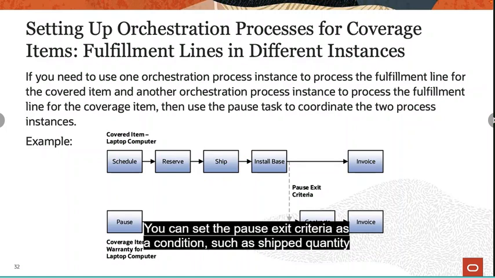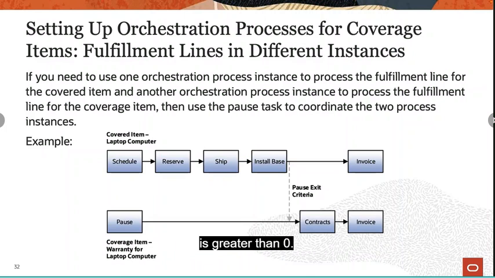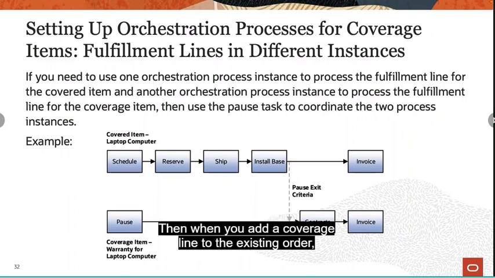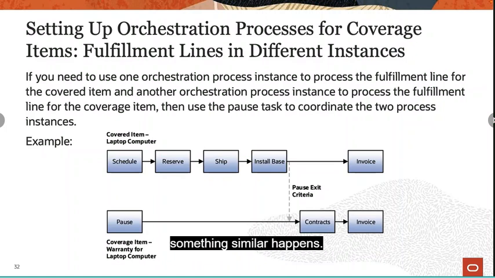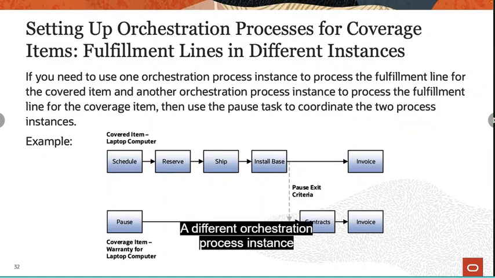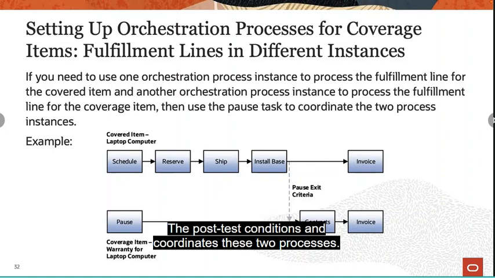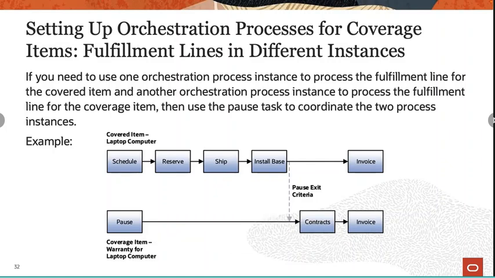You can set the pause exit criteria as a condition, such as shipped quantity is greater than 0. Then when you add a coverage line to the existing order, something similar happens. A different orchestration process instance is assigned to the change order. The pause task conditions and coordinates these two processes.